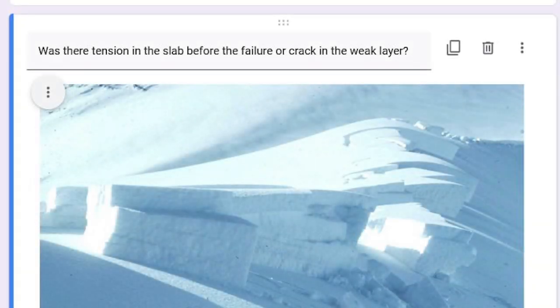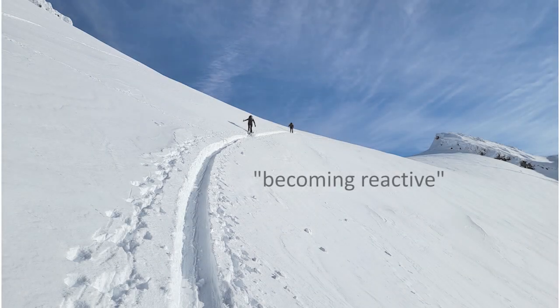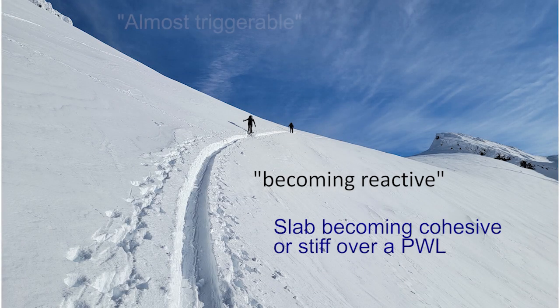The survey showed a cluster of responses in which avalanche practitioners used the term slab tension to describe reactivity or a trend toward reactivity or favorable conditions for reactivity.